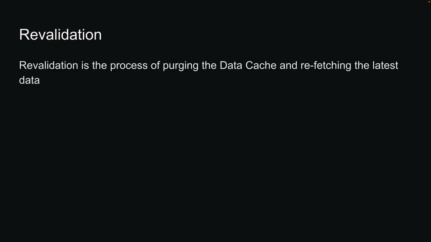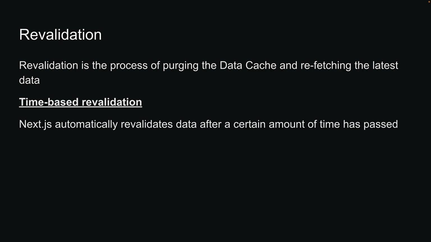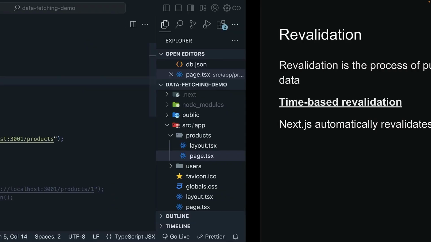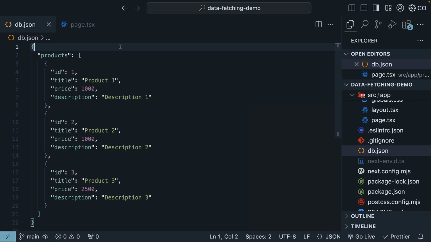Revalidation is the process of purging the data cache and refetching the latest data. One revalidation strategy is time-based revalidation, where Next.js automatically revalidates data after a certain amount of time has passed. Let's understand this with an example in VS Code. Since we don't have event data in our JSON file, let's work with our product data.